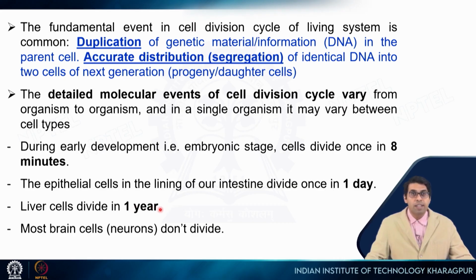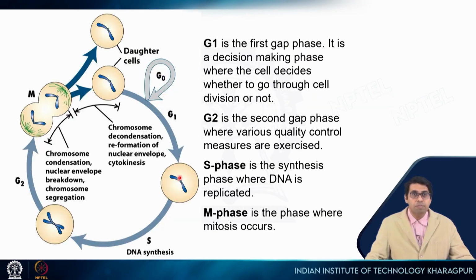These cells most likely take around 24 hours to divide, so it will be very similar to these cells, but their frequency is much less. So, this is the overall schematic of a cell division cycle. There are two important phases in a cell division cycle.